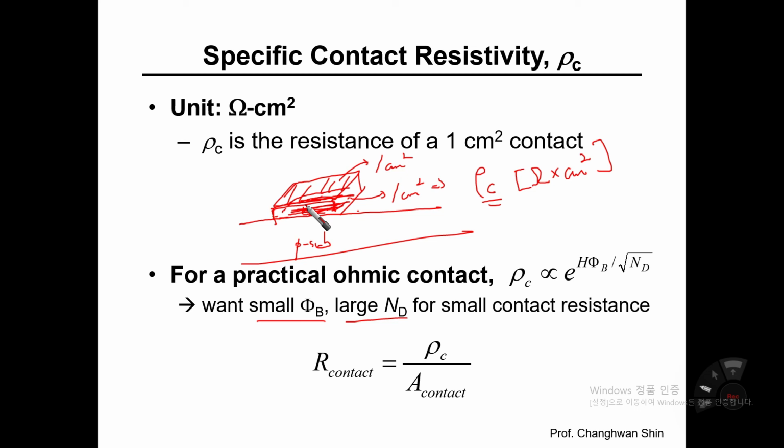So if you have a job in industry, you may have a ton of chances to use specific contact resistivity in designing chips, in coming up with your own process recipe to build very small, super small specific contacts.